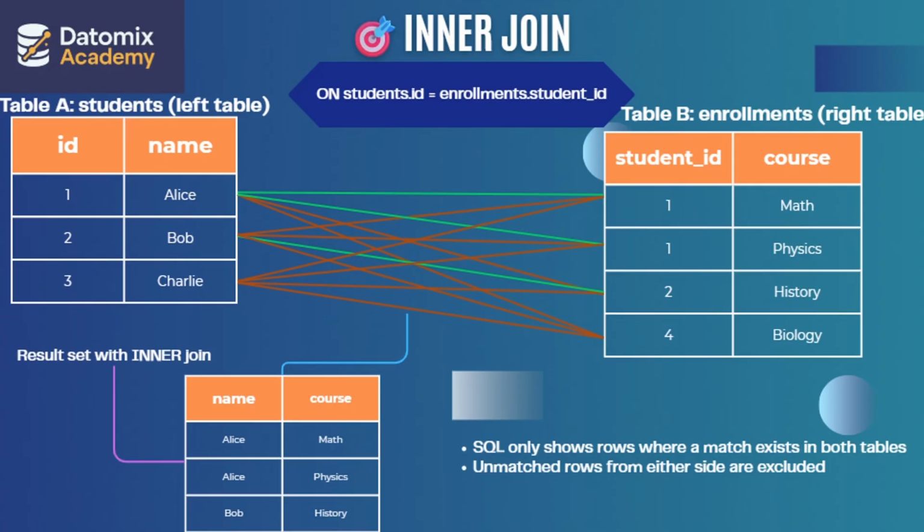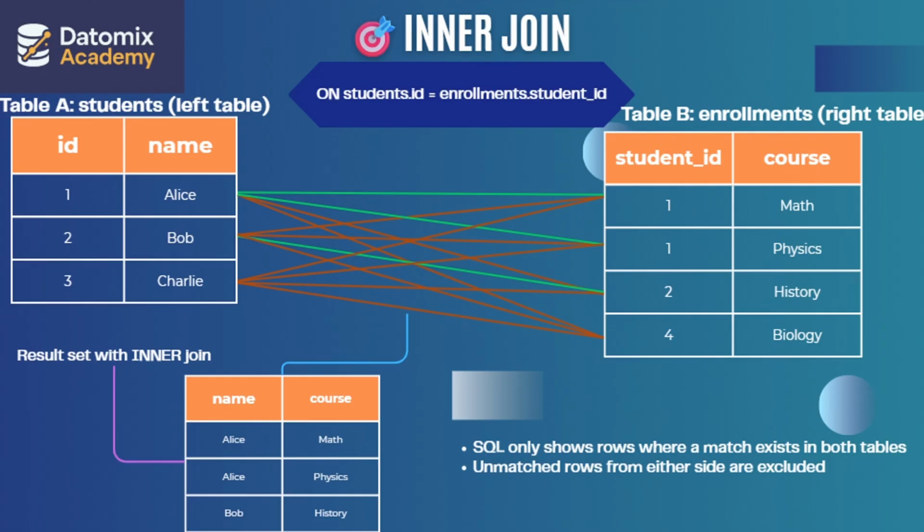And row 4 from the enrollments table: student ID equals 4, and the course is biology. Do we have any student in our students table with ID equals 4? No, we do not have any student with ID 4. That's why it will not be included, as we are doing an inner join, and remember, in an inner join we get only the matching records.